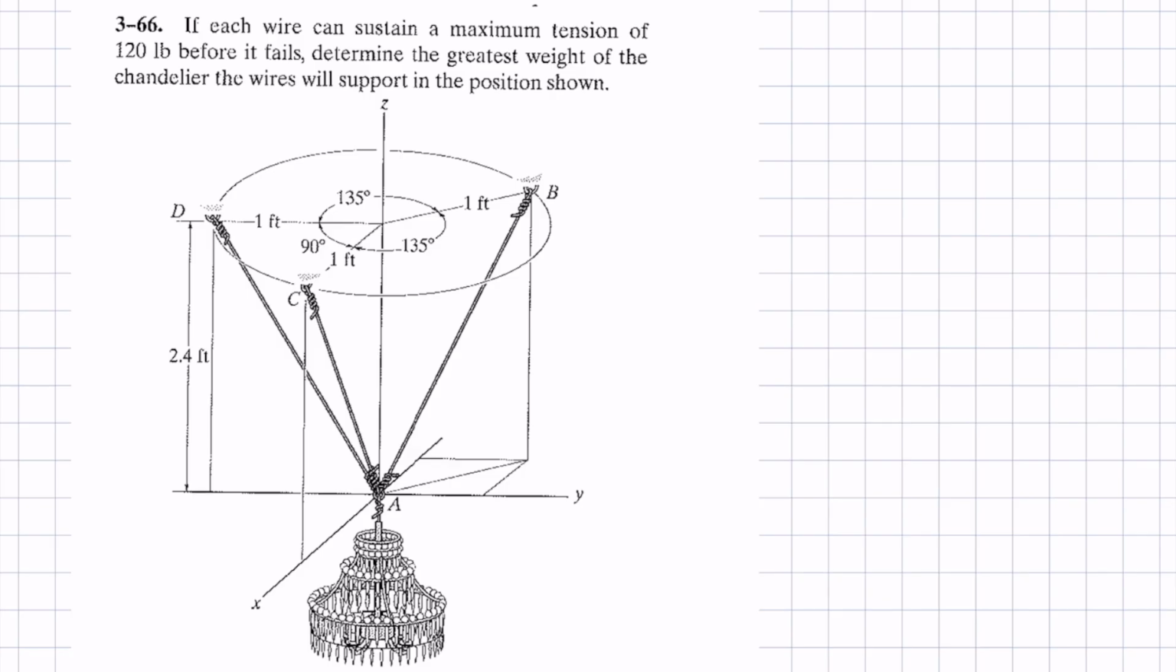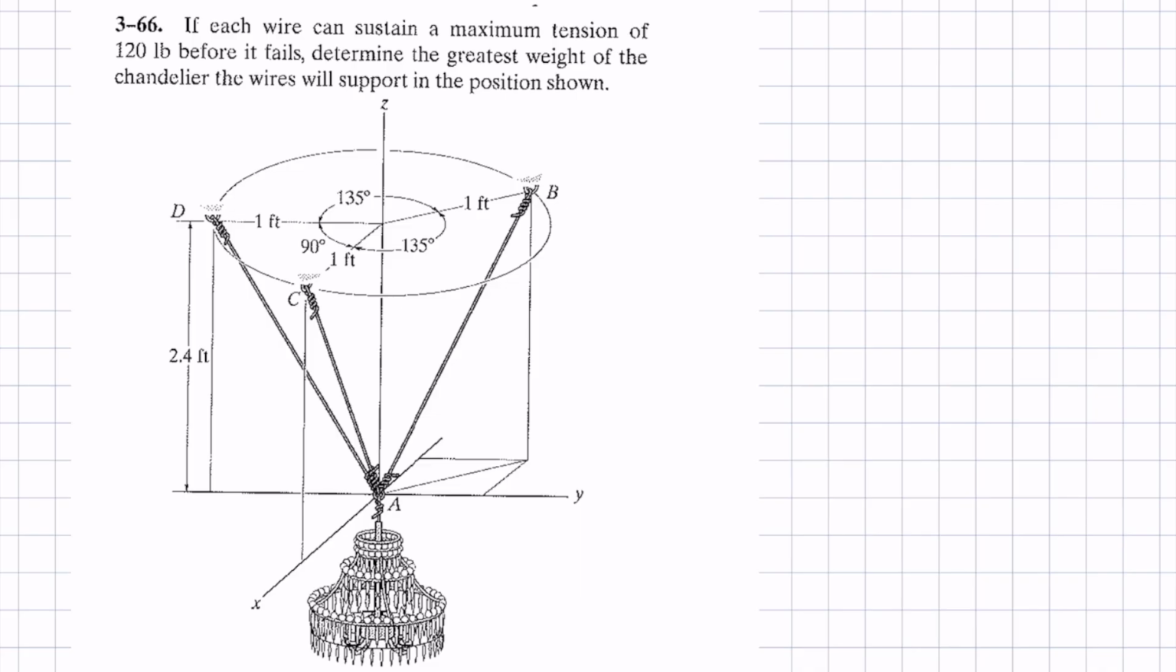All right, this is example 366 on the Module 2 handout, and it's a chandelier being hung by 3 wires. If each wire can sustain a maximum tension of 120 pounds before it fails, determine the greatest weight of the chandelier the wires will support in the position shown.